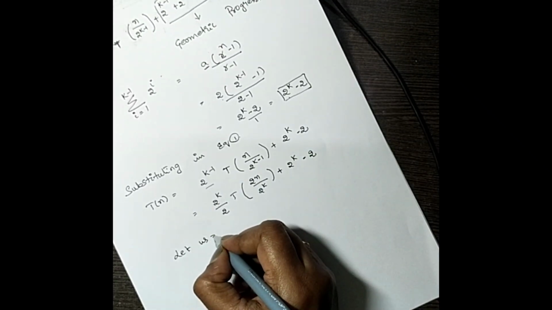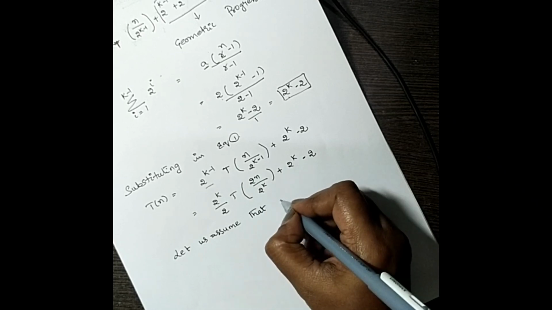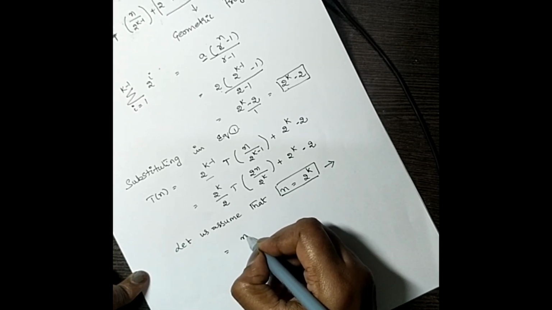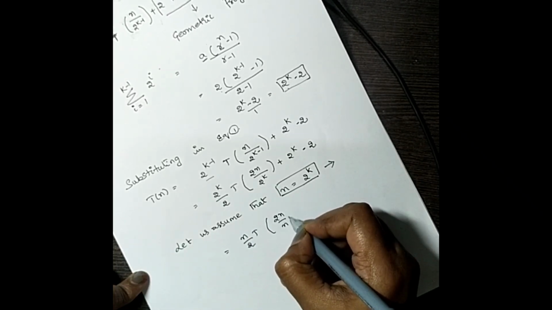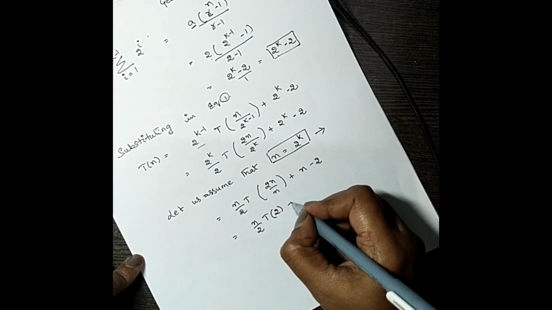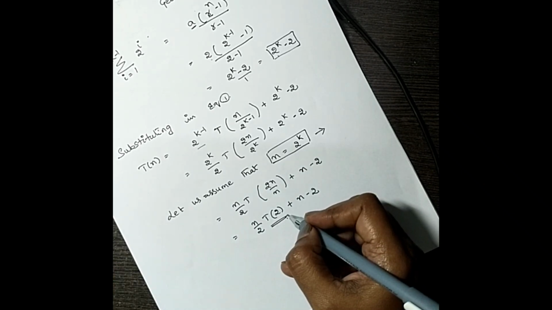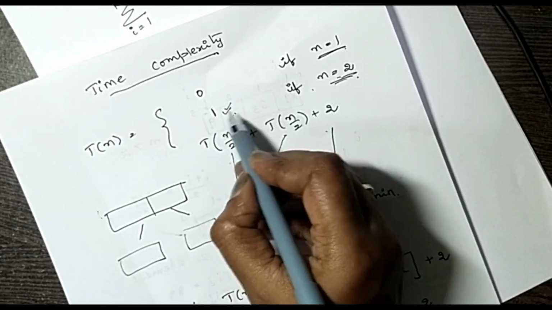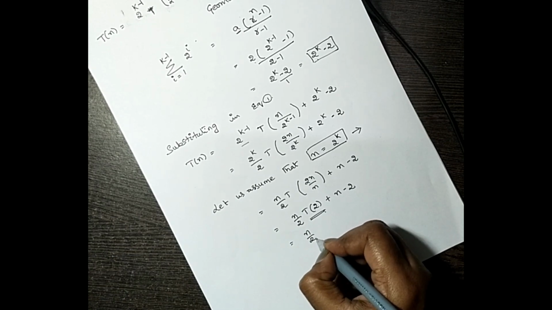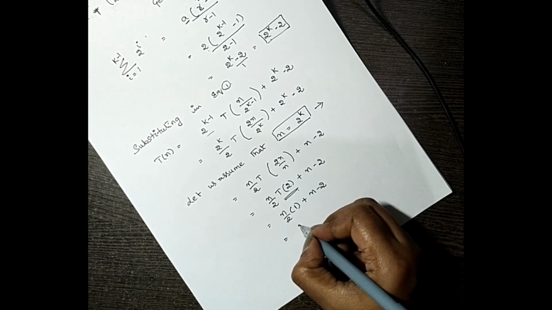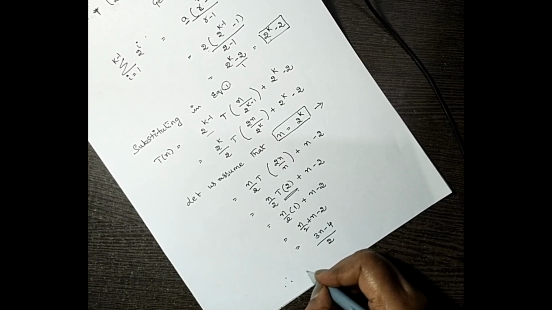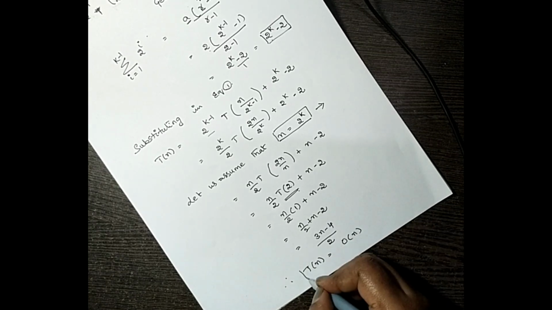Now let us assume that the size of the list is a power of 2, that is n equal to 2 power k. Substituting n equal to 2 power k in our above equation, we have the value of T of 2 is 1. So we write 1 here. Hence the time complexity of the algorithm is order of n.